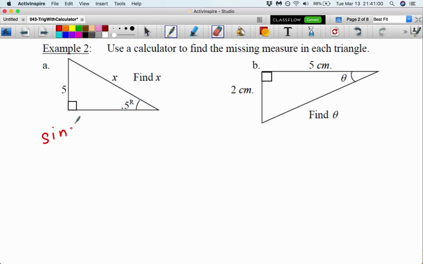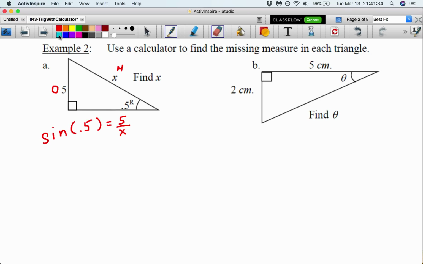It should be sine of 0.5 equals 5 over x. If you're saying, how did I get that? 0.5 is across, is opposite this side. That's what makes it the side opposite. And x is across from the right angle, so it's the hypotenuse. And which of the basic trig functions uses opposite and hypotenuse? It's sine.